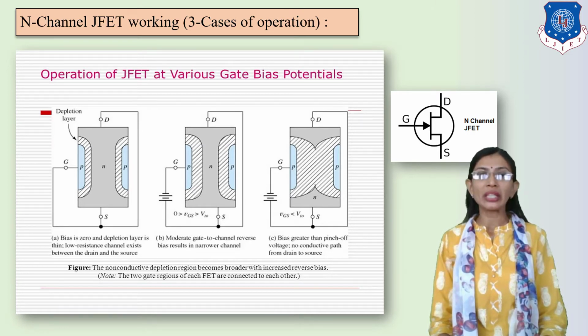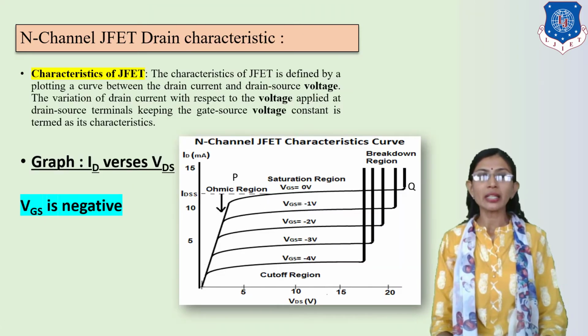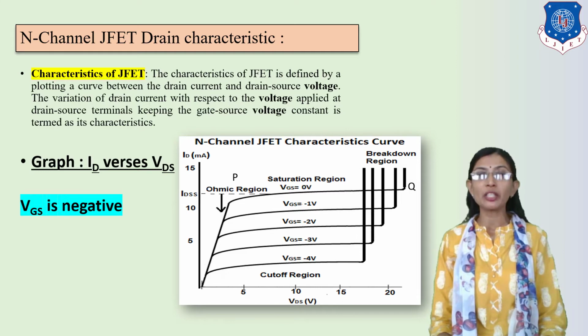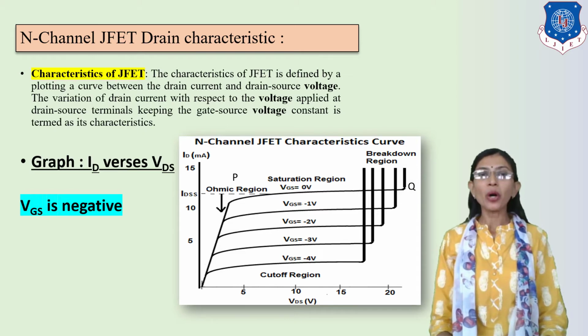This operation must be realized by drawing the characteristics. So let's plot the characteristics. We will have two characteristics. One is known as the drain characteristic and another is known as the transfer characteristic. So let's start with the N-channel JFET drain characteristic. It is the plot or curve of ID versus VDS, ID being the drain current and VDS the drain to source voltage which is connected at the output loop. This is the output current versus output voltage.